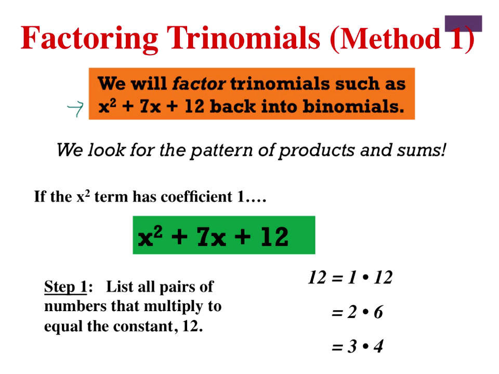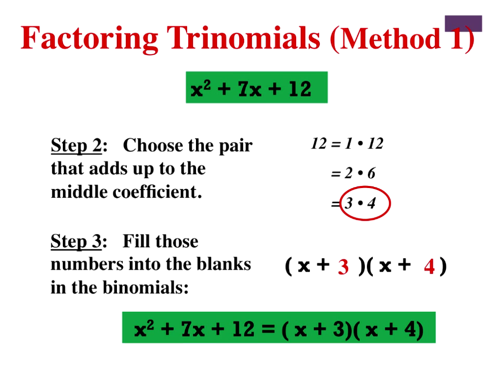So factoring trinomials, such as x squared plus 7x plus 12, back into binomials. That's what we're doing. We need to recognize that the x squared has a coefficient of 1. We're going to be looking at two methods. This first method is where we have a coefficient of 1, and the second method will be where we have a coefficient other than 1. So steps. First we look at that constant. We want to list all the pairs of numbers that multiply to equal that constant of 12. Finding those factors, 1 times 12, 2 times 6, 3 times 4, is important.